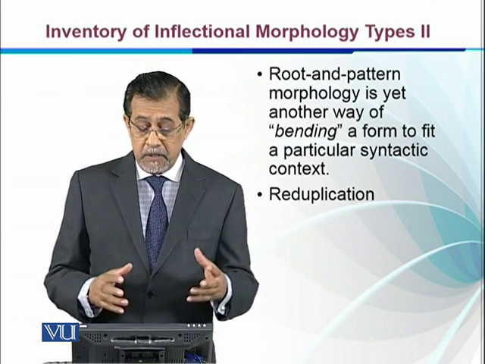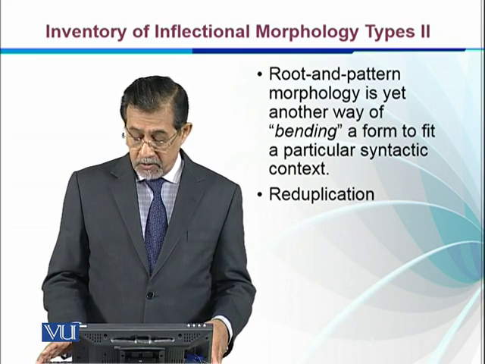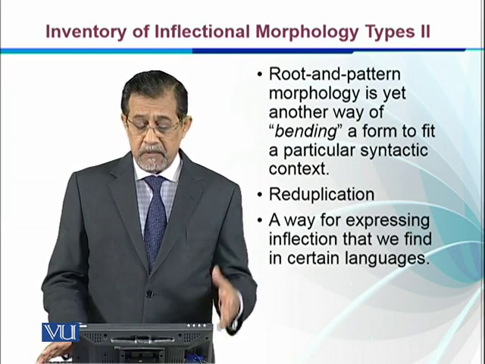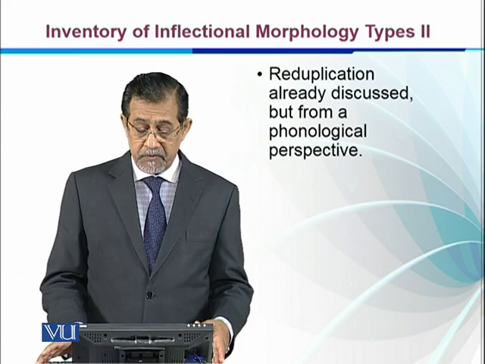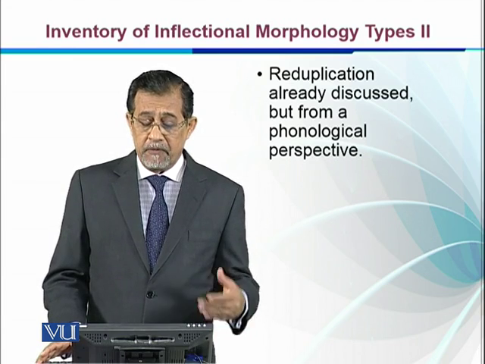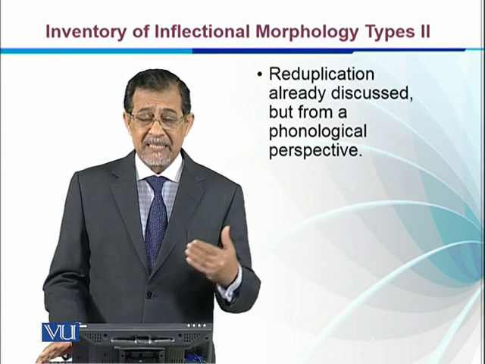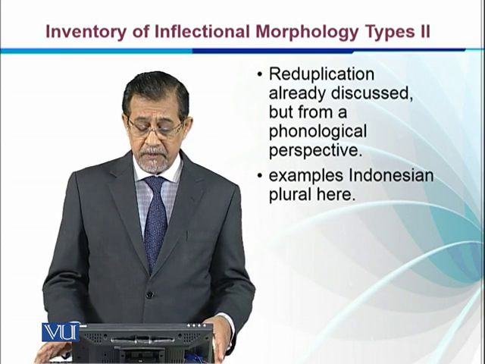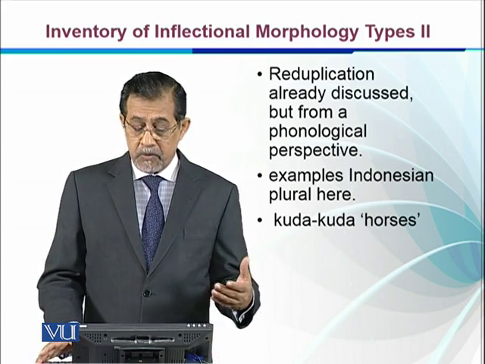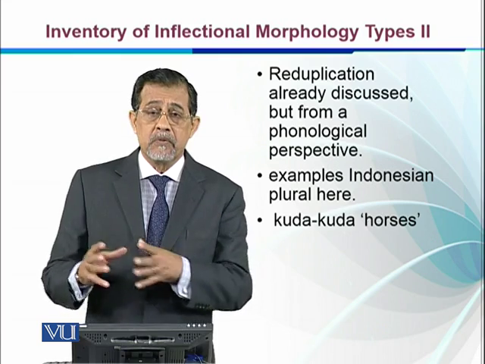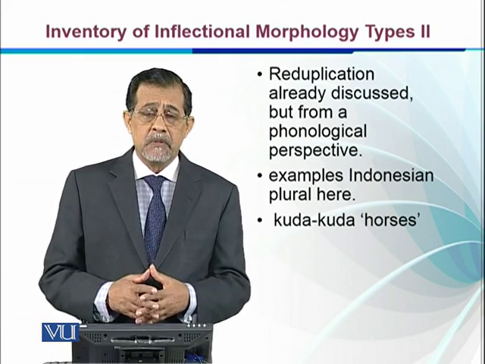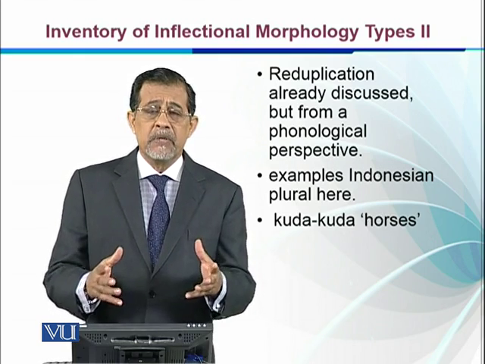And reduplication is one of the aspects of this type of morphology, a way of expressing inflectional forms, right? In certain languages, for example, we have gone through reduplication from a phonological perspective, but let's now look at a morphological perspective. Example from the Indonesian plural here. Kuda, horse, and kuda kuda, horses. So we have used a reduplicated form of the lexeme to get the meaning of plural.